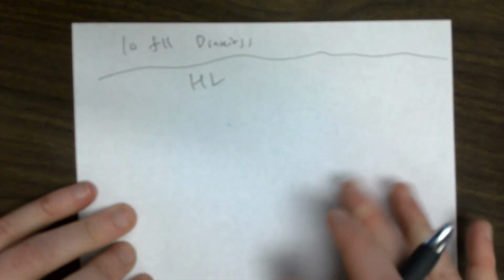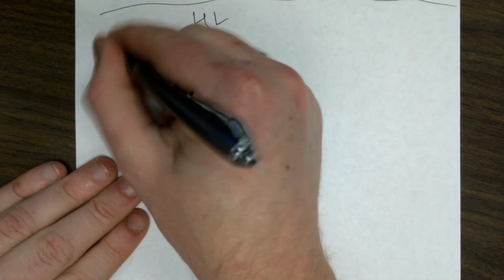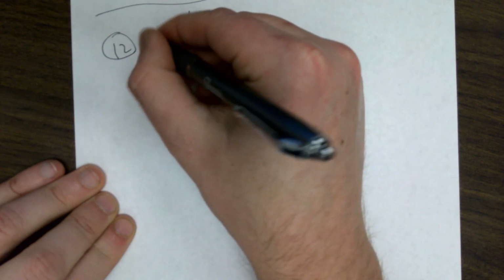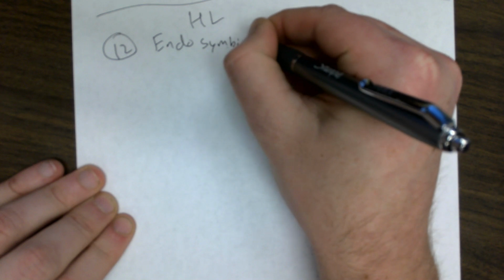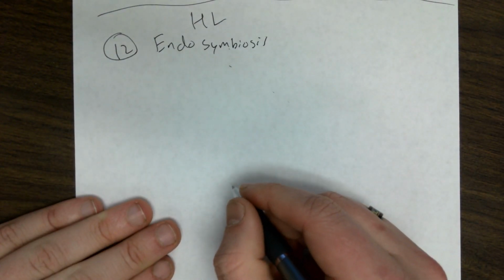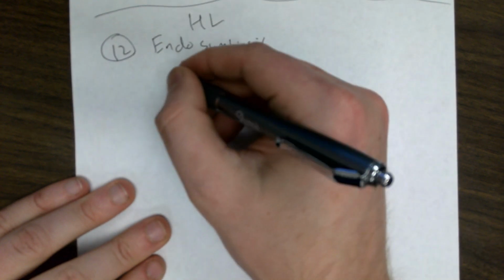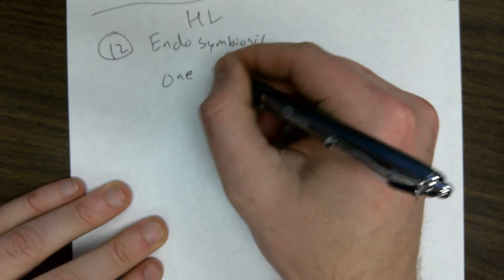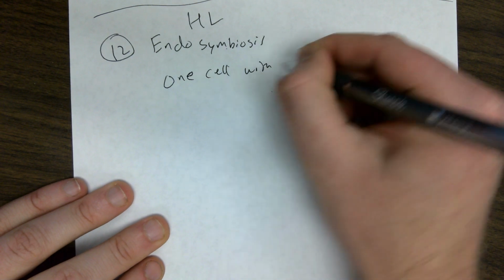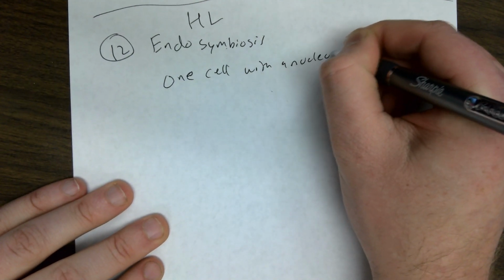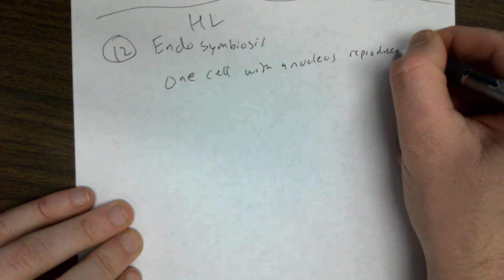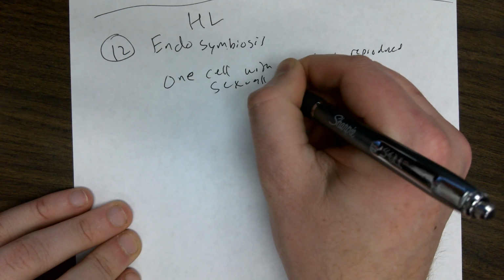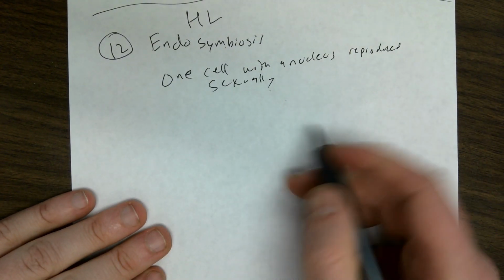From here, we have our HL standards. There are just 3 of them. Standard 12 is endosymbiosis. How did eukaryotic cells come to be? It suggests that there was this one cell with a nucleus that reproduced sexually. That's how it started. But it didn't have anything else in it, no other organelles yet. And so it was chilling.